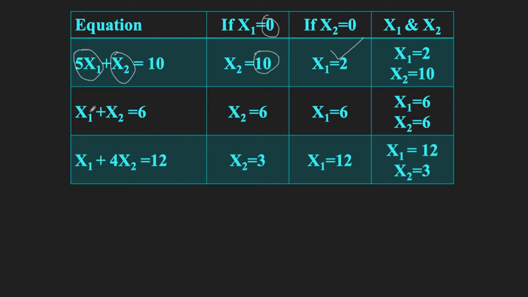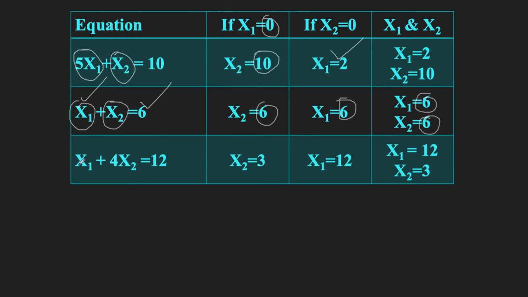Similarly in the second equation, if we put x1 is equal to 0, then x2 will be 6. Now if we put x2 is equal to 0, then x1 will be equal to 6, that is why we have here x1 is equal to 6 and x2 is equal to 6.